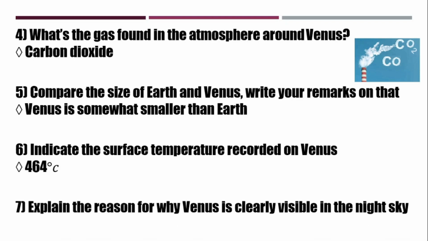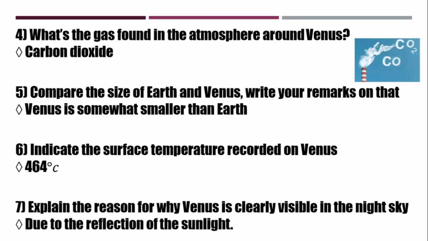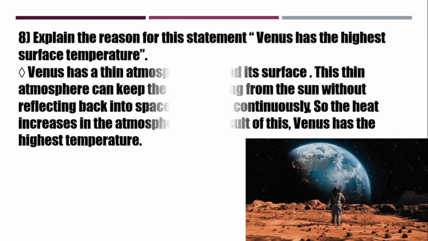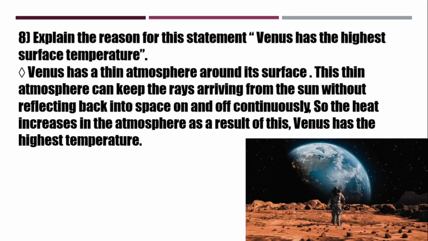Explain the reason for why Venus is clearly visible in the night sky due to the reflection of the sunlight. Explain the reason for this statement. Venus has the highest surface temperature. Venus has a thin atmosphere around its surface. This thin atmosphere can keep the rays arriving from the sun without reflecting back into space on and off continuously. So the heat increases in the atmosphere. As a result of this, Venus has the highest temperature.